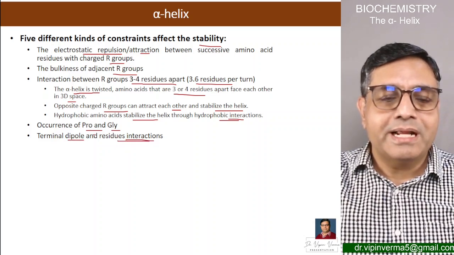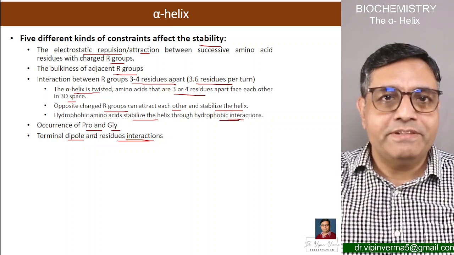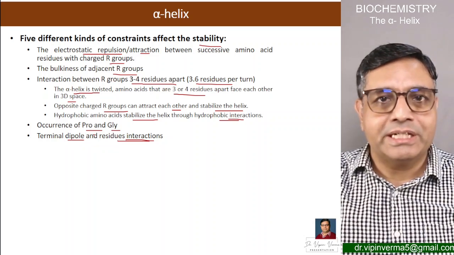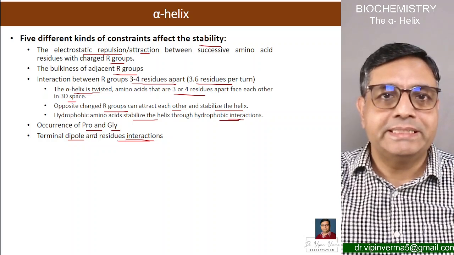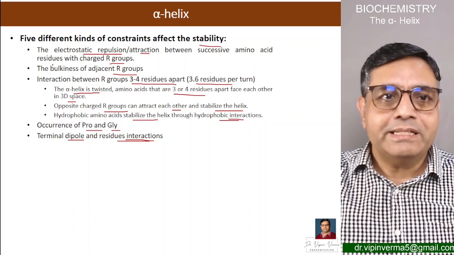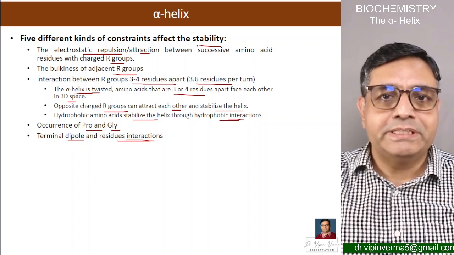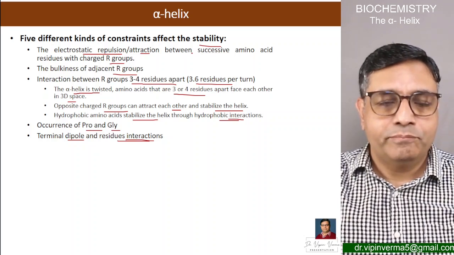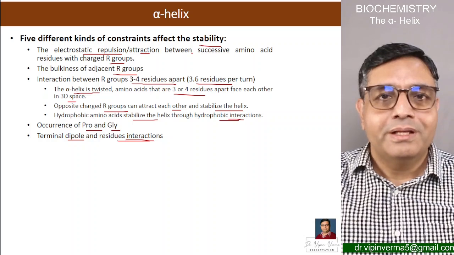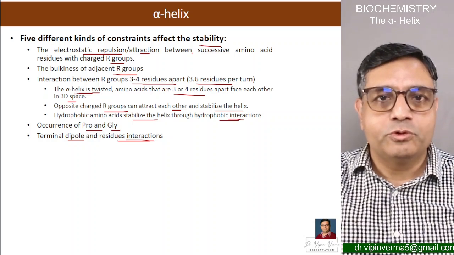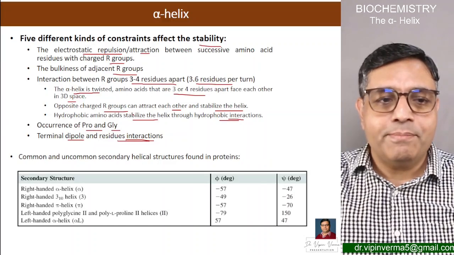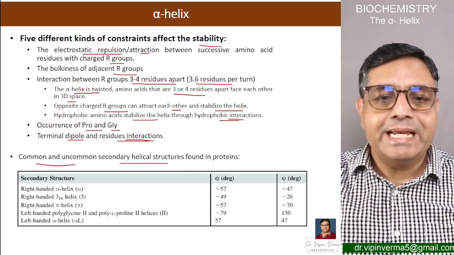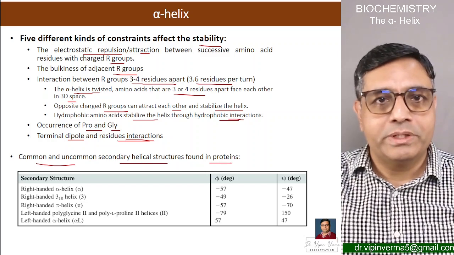So at the terminal dipole, the N terminal is positively charged, the C terminal is negatively charged, and we have oppositely charged amino acids which stabilize them. So these are the 5 different types of constraints which affect the stability. Okay. Now we are moving to the last part of today's discussion, and I am going to show you a small table which is about the common and uncommon secondary helical structures which are found in proteins.